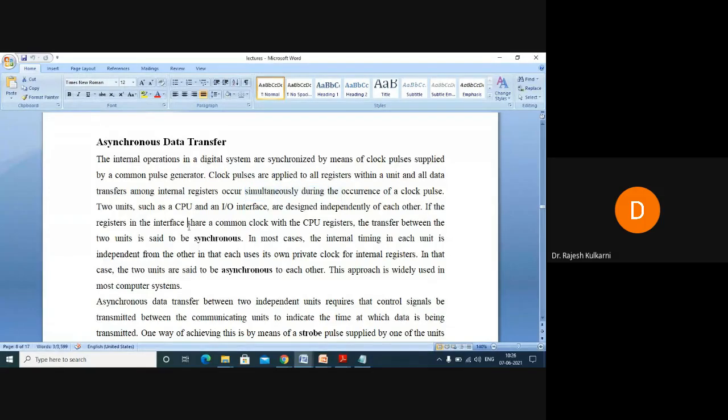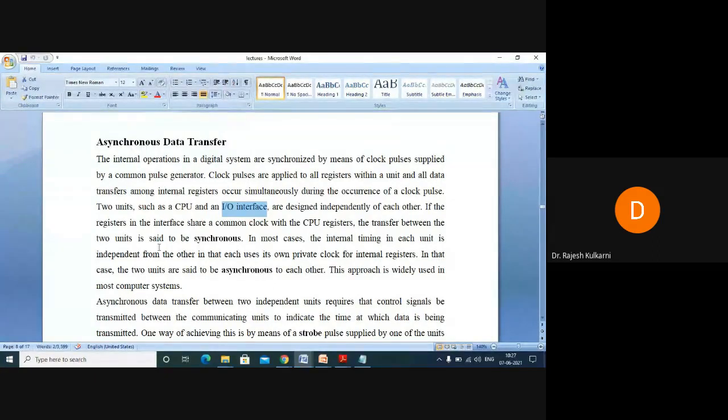Say for example, you have a CPU and you have an IO interface. What is an IO interface? You know that the CPU cannot directly talk to the peripheral devices. So the CPU has to interact with the peripheral devices through the IO interface. Now you have these two units, one called the CPU and the other called the IO interface. Now these are designed independently of each other.